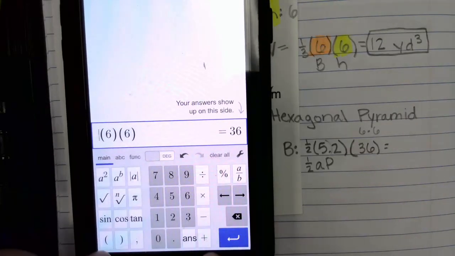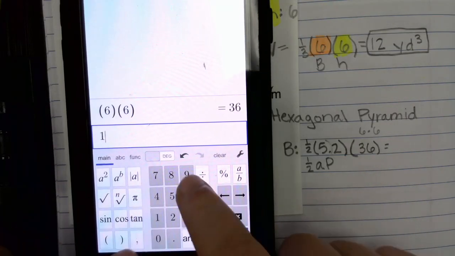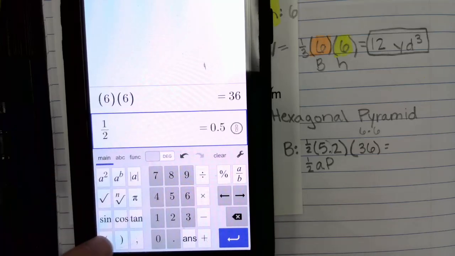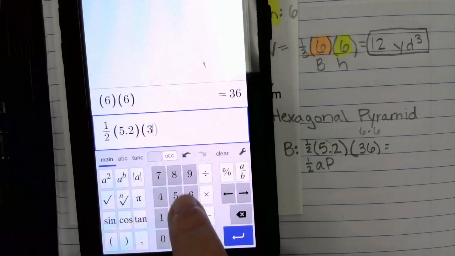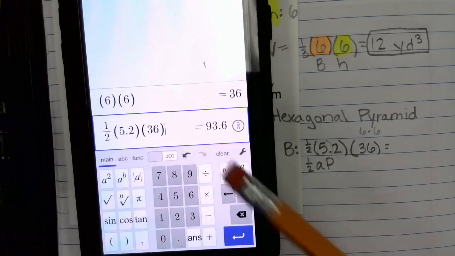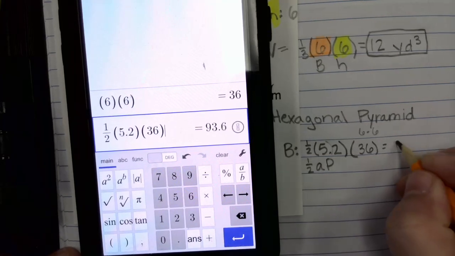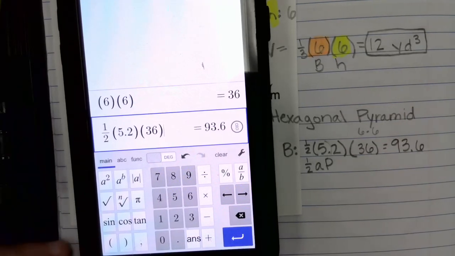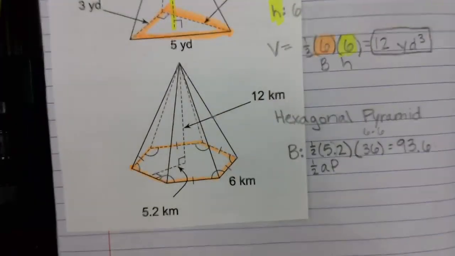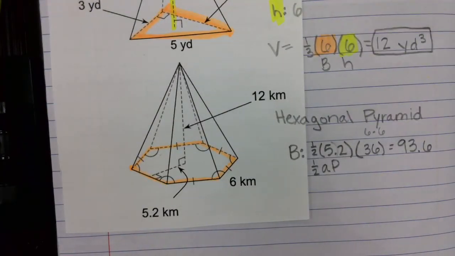So now we're going to find that. I need a calculator for this one. 1/2 times 5.2 times 36. And we get 93.6. Okay, and that was the area of our base.